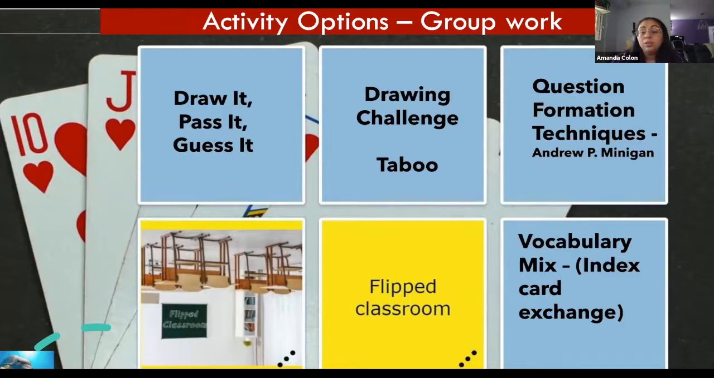Then, of course, we have the Pictionary concept of the drawing challenge. And you can still do this online, by the way. The whiteboards in Zoom and Blackboard, or whichever platform you're using, you can always open up PowerPoint and just open up a blank slide and have the students practice drawing. And they have to draw something to get their class members to guess it.